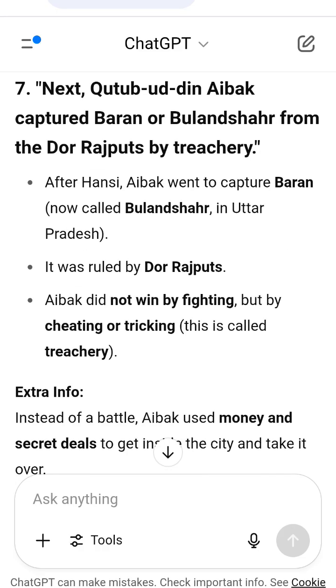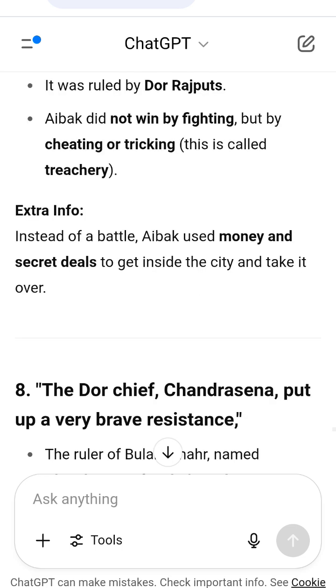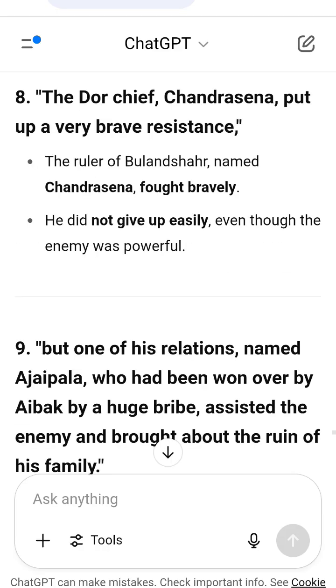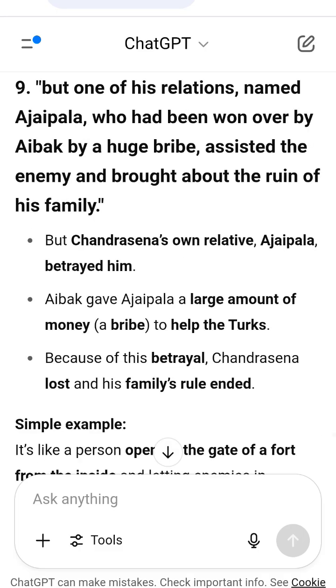At that time, Delhi was ruled by the Tomara dynasty, a Rajput family. Aibak accused the Tomara ruler of planning to attack the Turkish soldiers and used this as an excuse to take over. From this point on, 1193, Delhi became the capital of Muhammad of Ghur's empire in India.